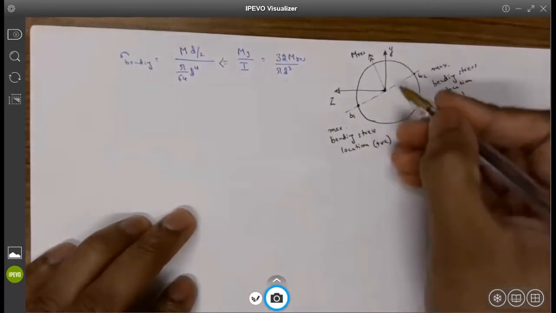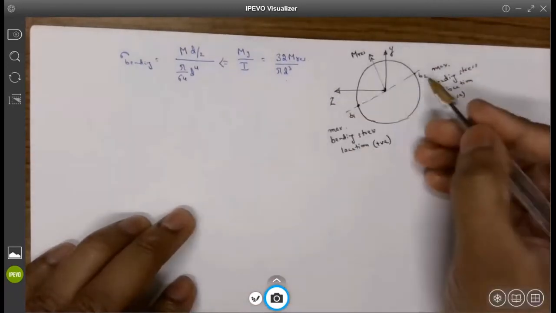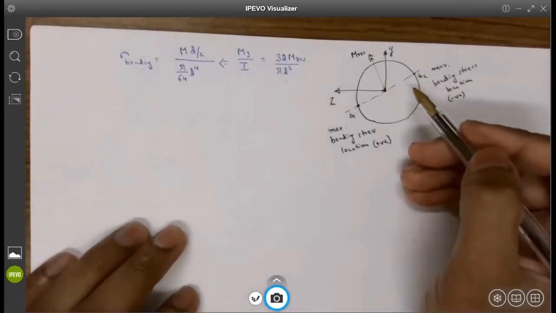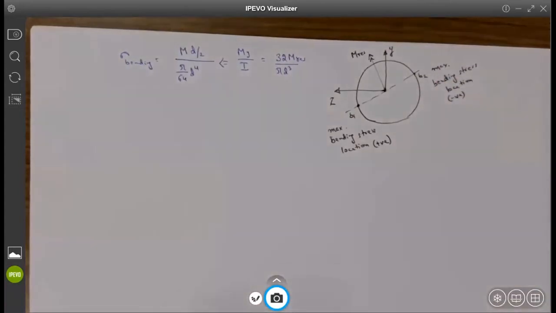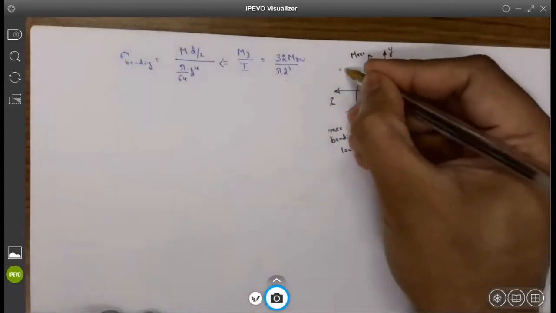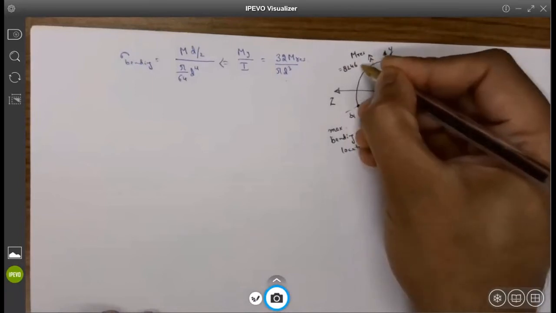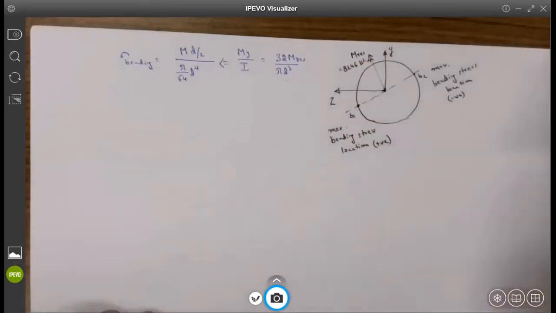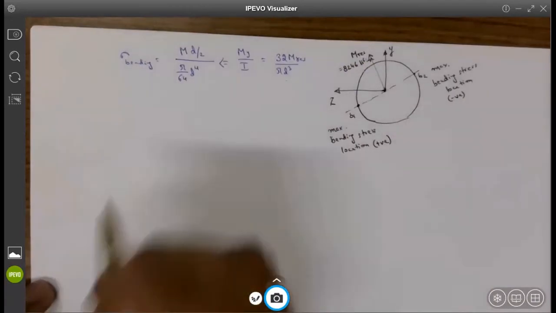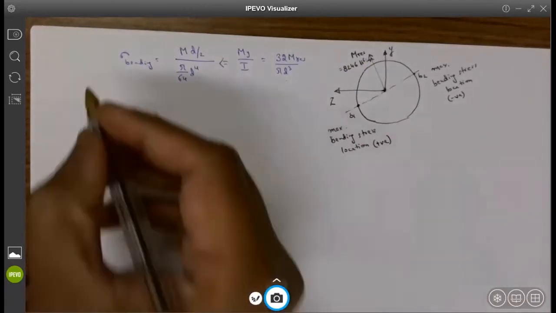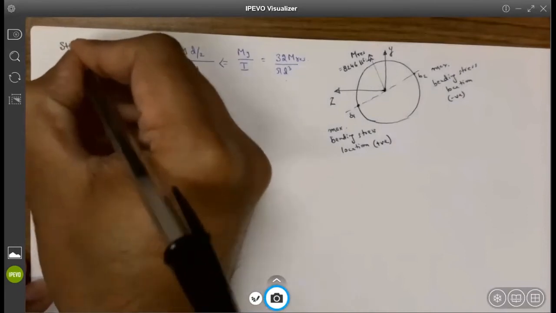This is how you calculate the stress at this point. Now this is due to bending moment. Is everybody following what we are doing so far? Any questions, guys? Okay, if not, then this is step 1.